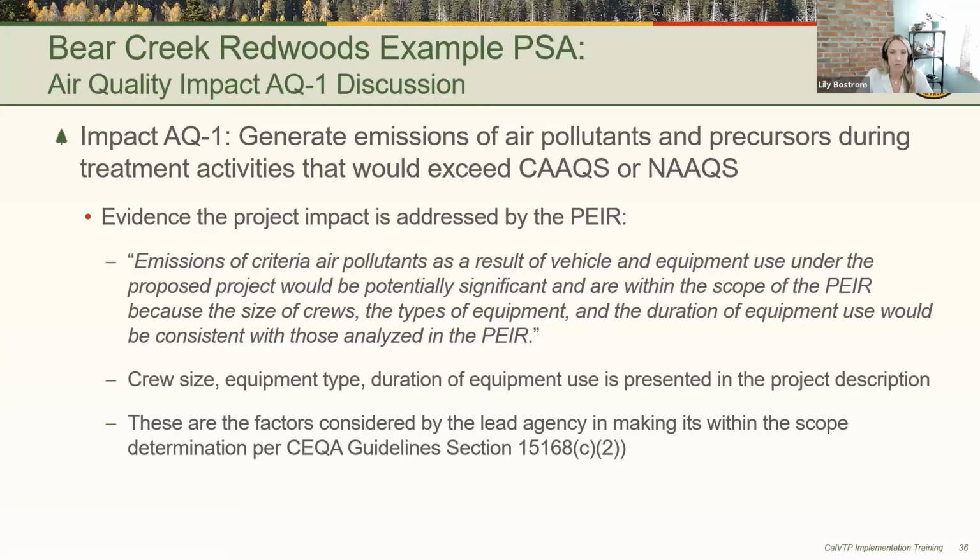So then you want to provide the evidence that your project impact is addressed by the program EIR. For Bear Creek Redwoods, that was that the emissions of criteria air pollutants as a result of vehicle and equipment use under the proposed project would be potentially significant and are within the scope of the program EIR because the size of crews, the types of equipment, and the duration of equipment use would be consistent with those analyzed in the program EIR. So that type of information, such as crew size and equipment type, is important to include in your project description because they're some of the factors that will help you make your within the scope determination. Next slide, please.